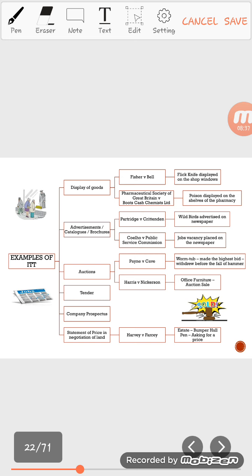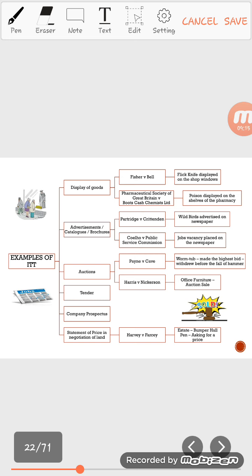Similarly, the court held that the advertisement was also an ITT, and when the person went to the place for a bid, it's just an offer. It's an offer when he made the highest bid, so it can be considered an offer, but that did not happen in this case. So the court held that there was no contract.